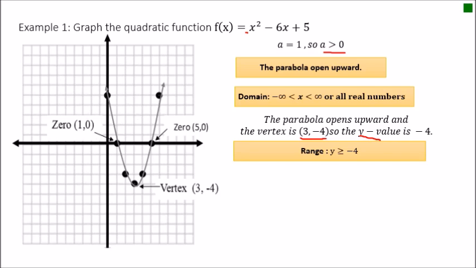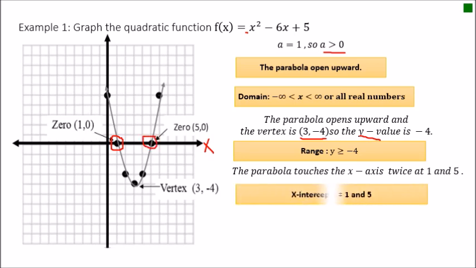Why greater than or equal? Because your a is greater than 0. That's why you use greater than or equal to negative 4 for the range. The negative 4 comes from the y value of your vertex. Next, the parabola touches the x-axis twice at 1 and 5. So, this is your x-axis. Our parabola passes through the x-axis 2 times, and it touches 1 and 5. You can see that. So, therefore, the x-intercepts are 1 and 5.